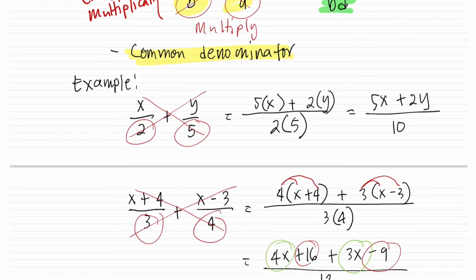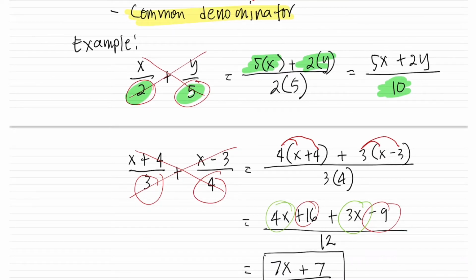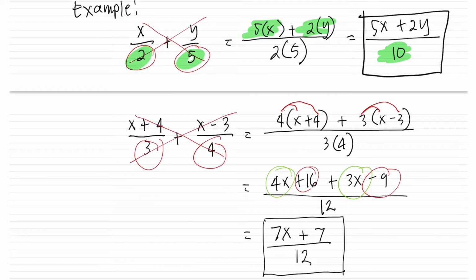Now for our example here, we cross multiply, and then multiply 2 times 5. That's why we have 10. And then we cross multiply the 2, so we have 5x and 2y. Then you simplify by getting rid of the bracket, and we have here our final answer.